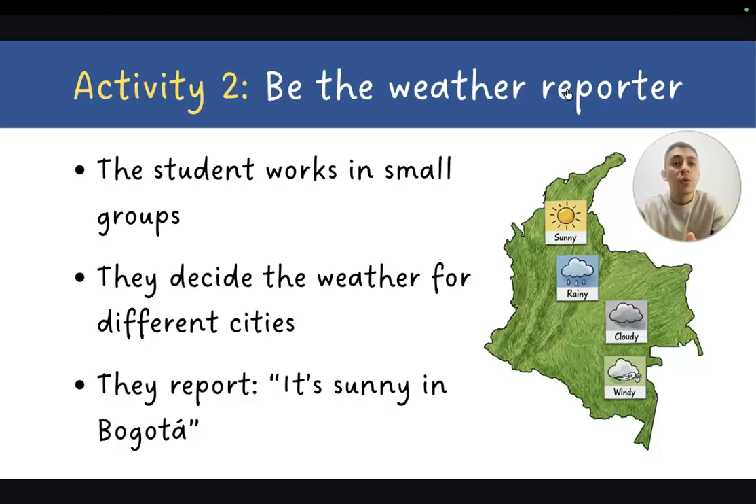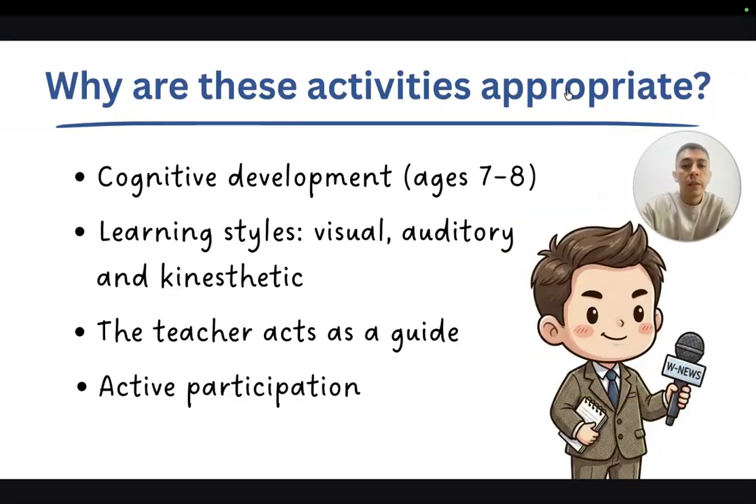First, they choose what weather each city will have and organize the information. Then they will have to prepare a short report, and one or more members of the groups will come to the front of the class and present, saying, for example, it's cloudy in Bogota or it's sunny in Cali. All right, and now let's move on to the next slide. Here, students no longer just repeat the words, they use English to communicate information that they have organized by themselves. The activity encourages children to speak in front of others in a simple and guided way.